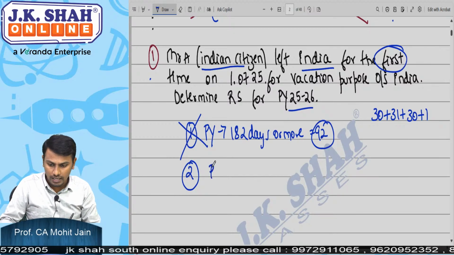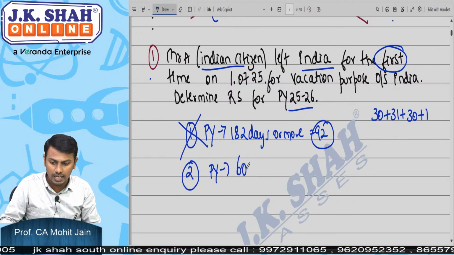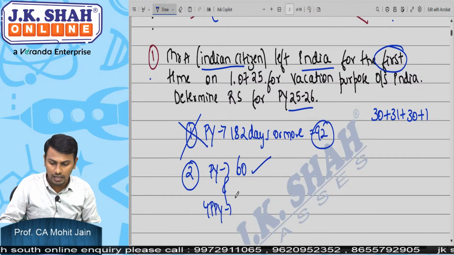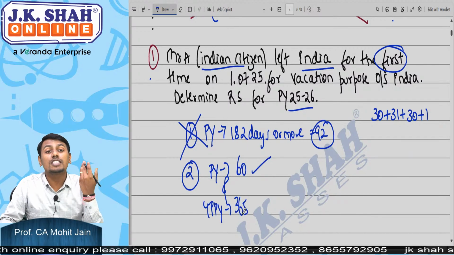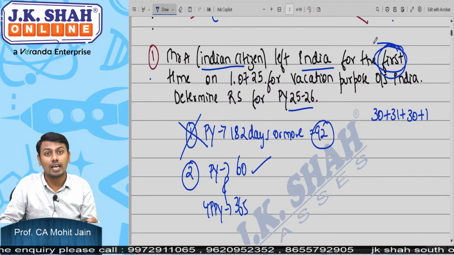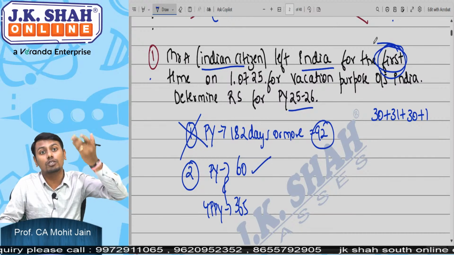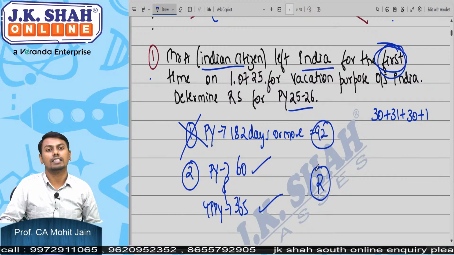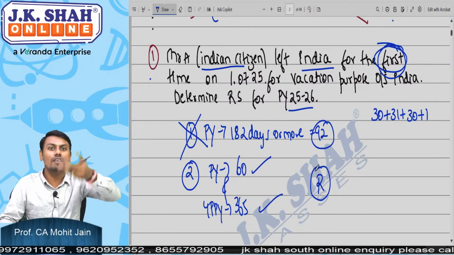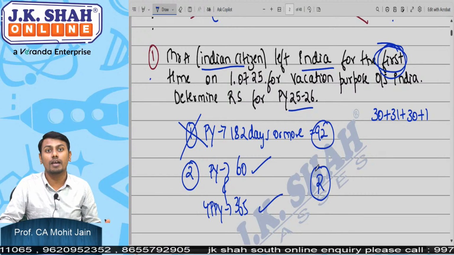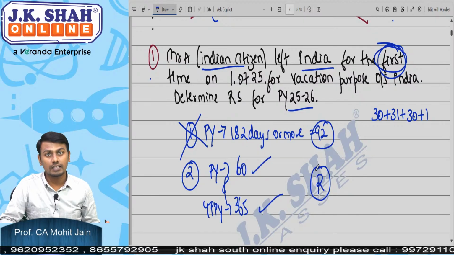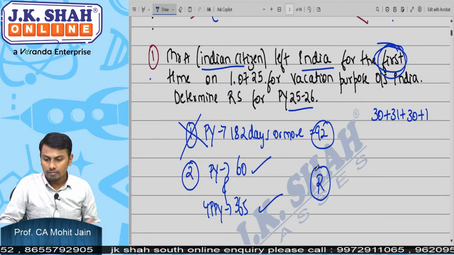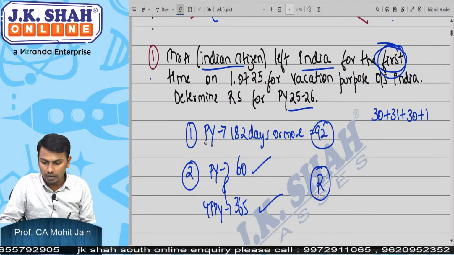So what is basic condition number 2? Was he there for 60 days? Yes. And in the 4 preceding previous years, was he there for 365 days? Obviously yes, because he is leaving India for the first time, which means before that he was always in India. So he will become a resident of India. And then we will check the additional condition to determine which kind of resident he is, whether an ordinary resident or not ordinary. But what if I change my question like this?